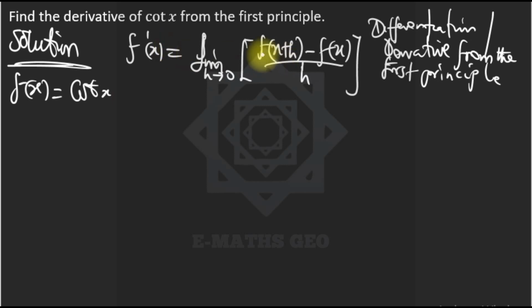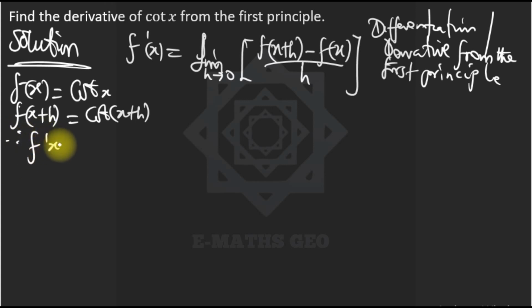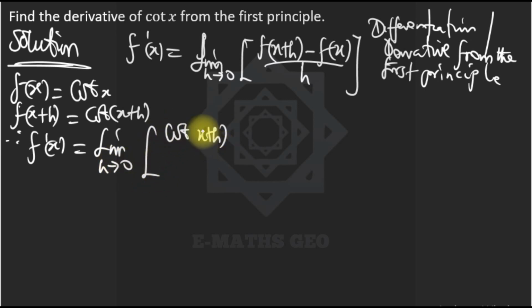So the next thing, like we are using this as a guide, is to get f(x plus h). You see that f(x plus h) is now cot(x plus h). Therefore the derivative we are looking for, f prime x, is now equal to the limit of h tends to 0 of cot(x plus h), that which is f(x plus h), minus cot x over h.